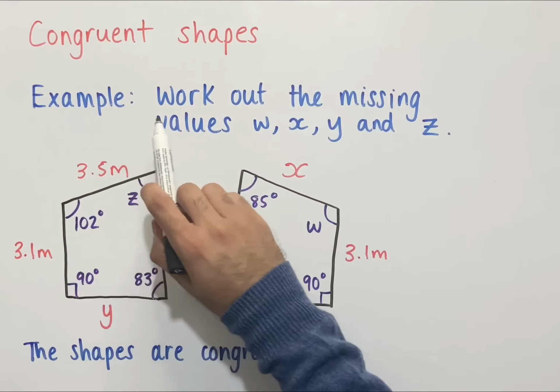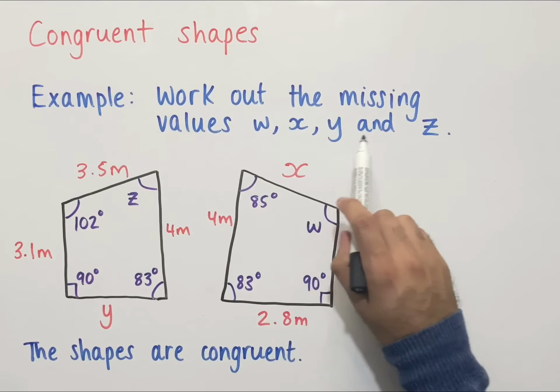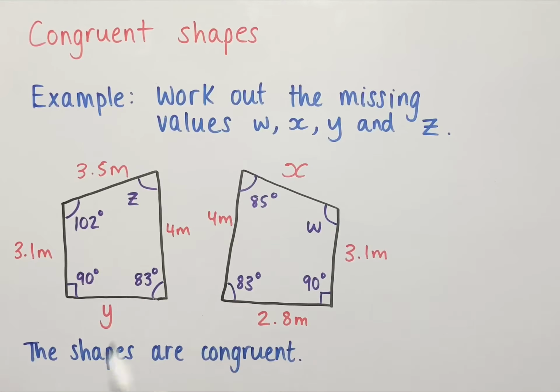The example says, work out the missing values w, x, y, and z, and we're given two quadrilaterals, and we're also told that the shapes are congruent. So the way we go about answering this question is, first, since we're told that the shapes are congruent, we know two facts. We know that all of the corresponding sides must be equal in length, and we also know that all of the corresponding angles must be equal in value. We can see that the shape on the left and the shape on the right are mirror images of each other. So this shape flipped over gives us the shape on the right.